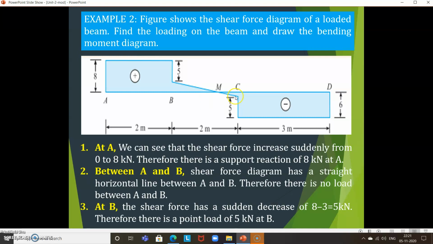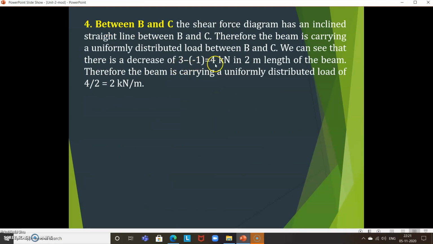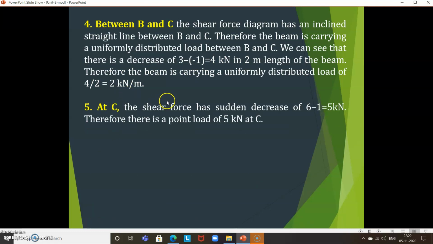Okay, 4 kilonewton, but UDL is an intensity, so you have to divide it by the distance. The distance between B and C is 2 meter. So 4 divided by 2 is equal to 2 kilonewton per meter. So a UDL of 2 kilonewton per meter is acting between B and C.